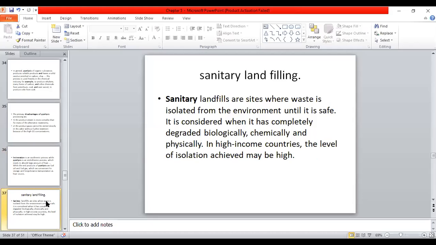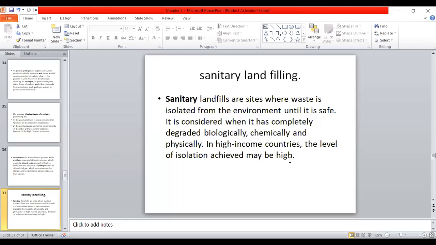Sanitary landfilling is the next point. I think the first treatment you have understood. If you have a problem, I will give you 30 seconds. If any issue is raised, we'll discuss. Otherwise, I will go for the next treatment, that is the sanitary landfilling. No question? We'll proceed. Okay. What is the next treatment? Sanitary landfilling. Okay.